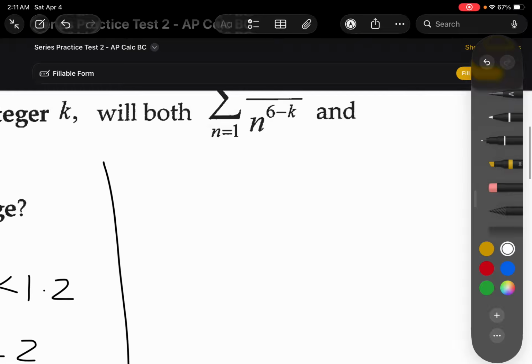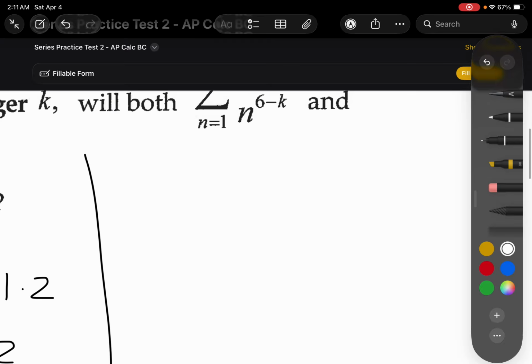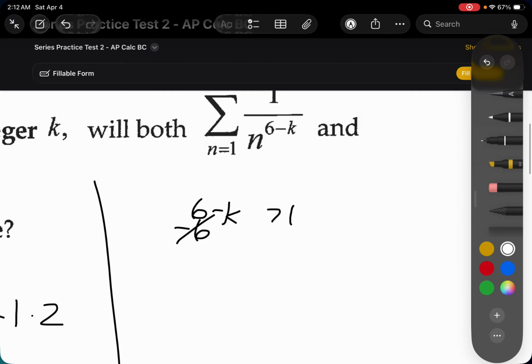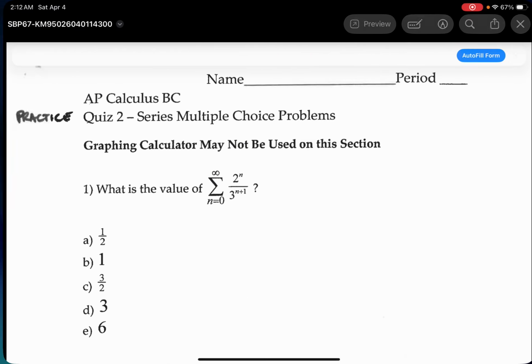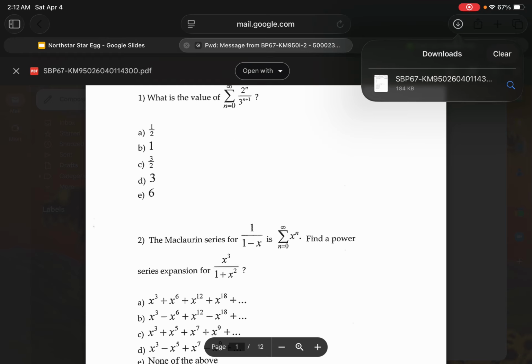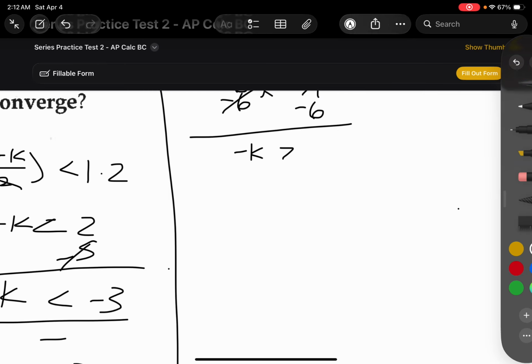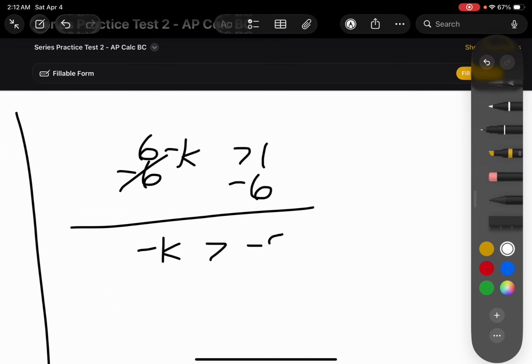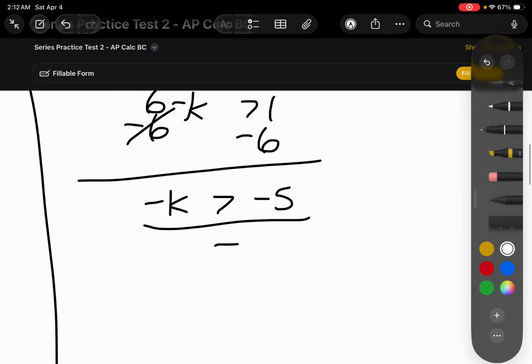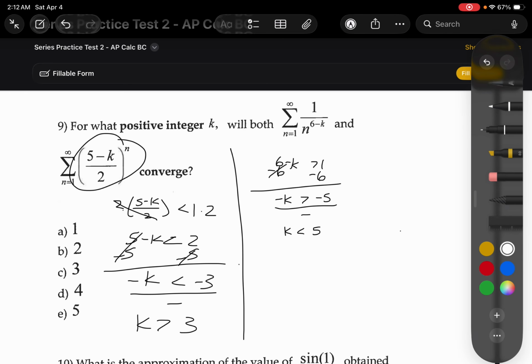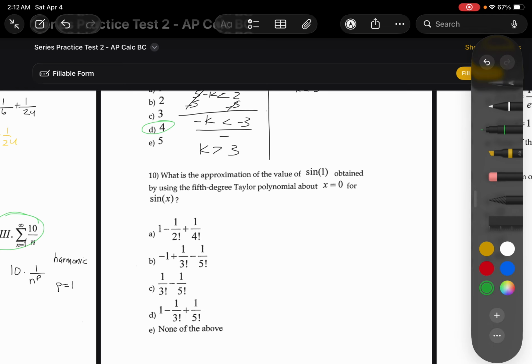And then for this, it is a p series. P series converges when p is greater than 1. So subtract. And then negative k is less than... I am on the wrong part. Okay, back to this. K is greater than negative 5. Divide by a negative. K is less than 5. So k is greater than 3 and k is less than 5. Our answer is going to be 4, because that lies in between those two borders.